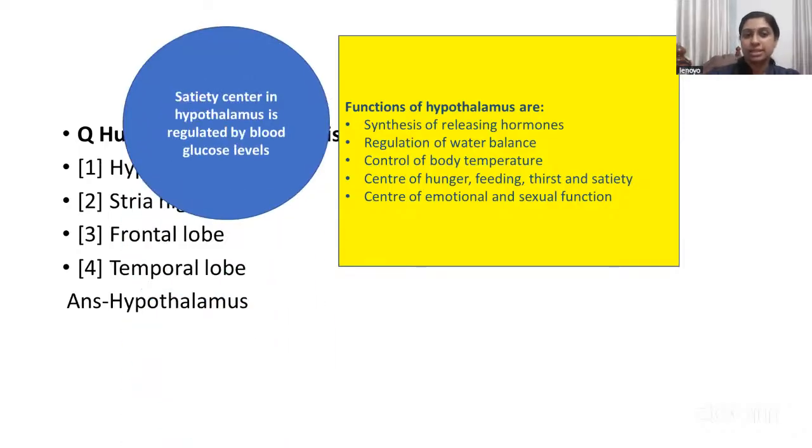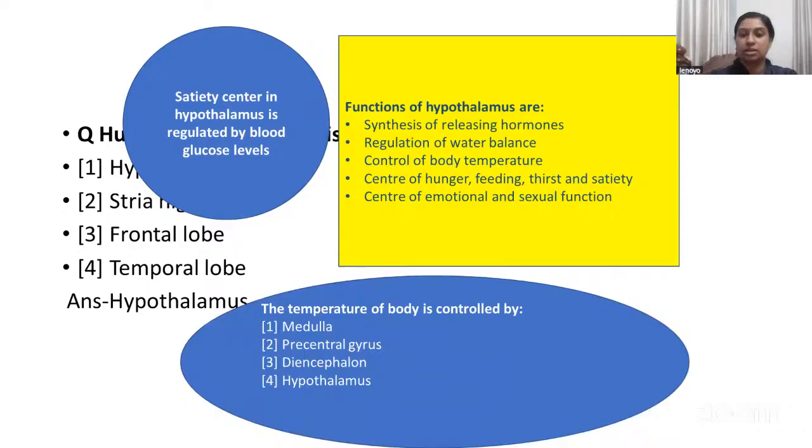So satiety center. Satiety means what? The satisfaction component. That means when we eat, when we stop eating, when we are full. Okay, that feeling of satisfaction is called satiety. And the satiety center in hypothalamus is regulated by the blood sugar levels. So when the blood sugar levels are low, we feel the emotion of hunger. Okay.